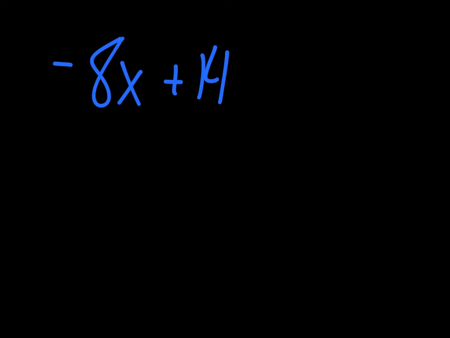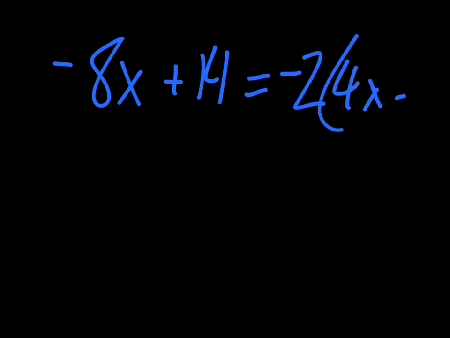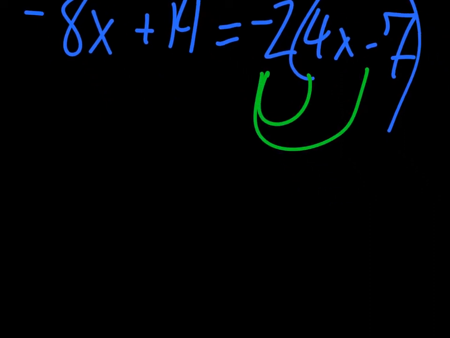Let's say we have, let's do that one. Negative 8x plus 14 equals negative 2 times 4x minus 7. Alright, multiply the negative 2 in, I mean we're distributing, okay? Multiply that by that and that by that. The negative 2 times 4x gives us a negative 8x. Oh, this is going to be interesting. And then negative 2 times the negative 7 gives us a positive 14.